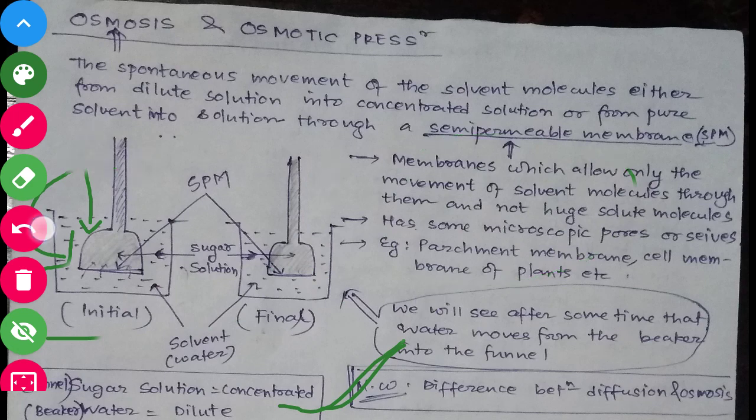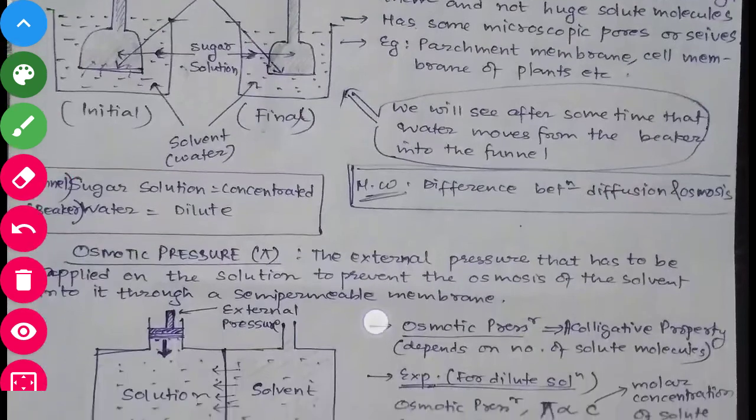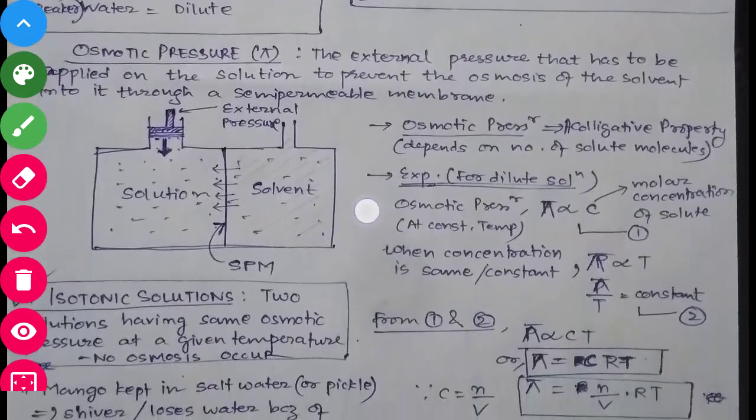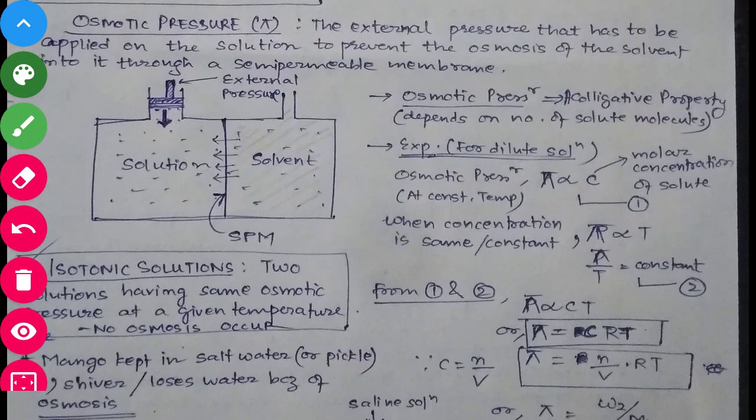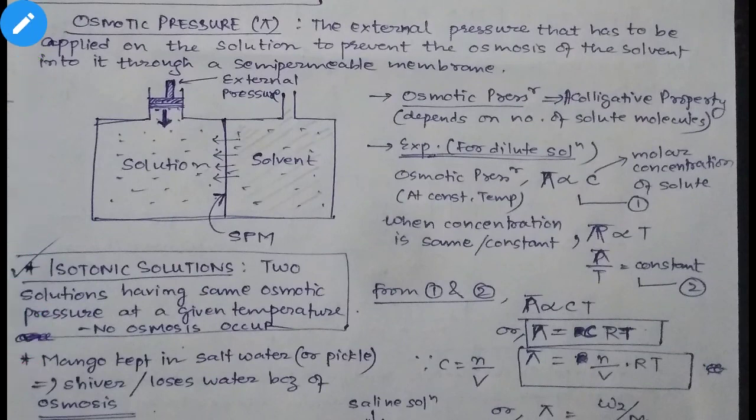Now we will see what osmotic pressure is. Osmotic pressure is represented by pi. In some books you may get some other notation also, no problem. It is denoted by pi because we represent atmospheric pressure by p, so we would get confused if we wrote osmotic pressure again as p. So we generally represent it by pi.